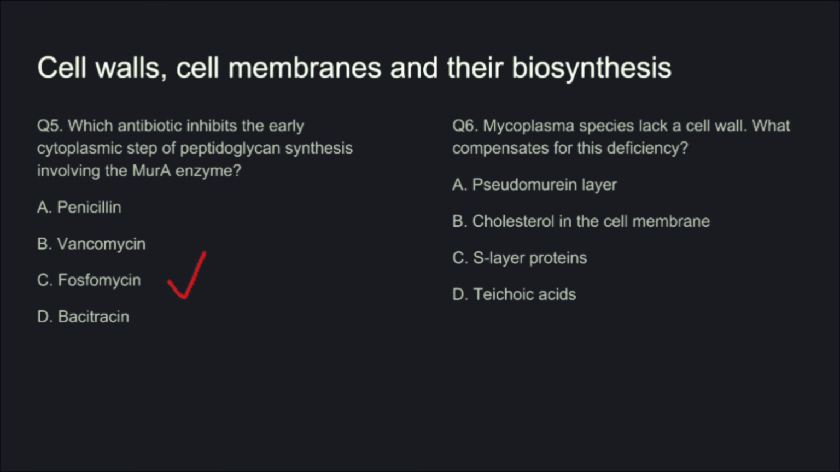Question 6. Mycoplasma species lack a cell wall. What compensates for this deficiency? A is pseudomurein layer, B. cholesterol in cell membrane, C. S layer protein, D. teichoic acid. So the answer is B, cholesterol in the cell membrane. Mycoplasma incorporate cholesterol from the host into their plasma membranes, and that provides rigidity and stability in the absence of a peptidoglycan cell wall.